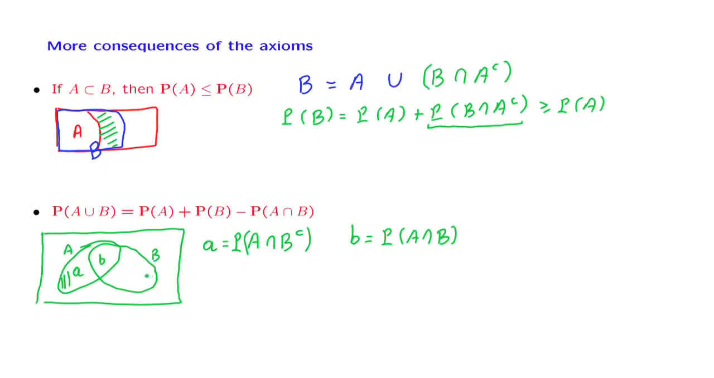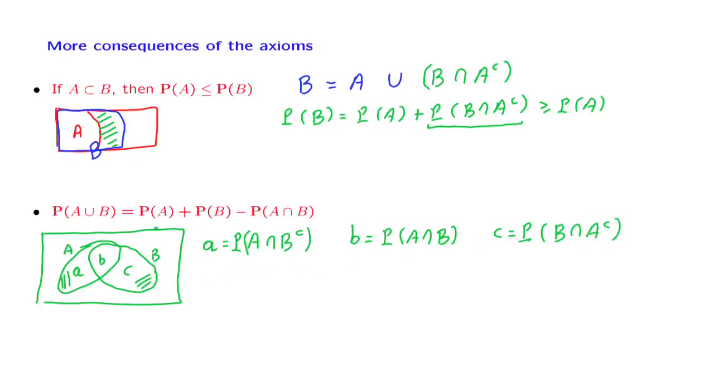And finally, there's another piece, which is out here. And that piece has a certain probability c. It's the probability of that set. And what is that set? That set is the following. It's that part of B that consists of elements that do not belong in A. So it's B intersection with the complement of A.